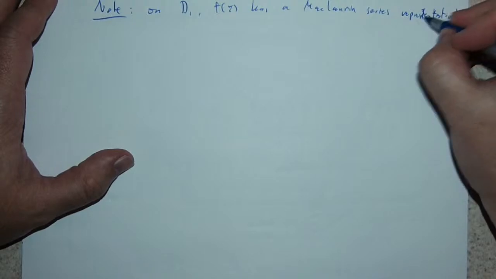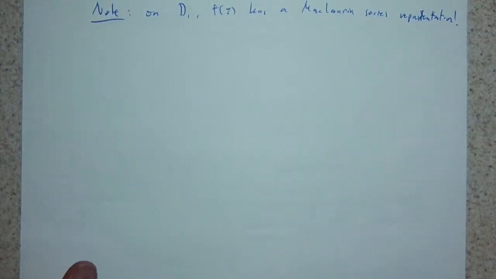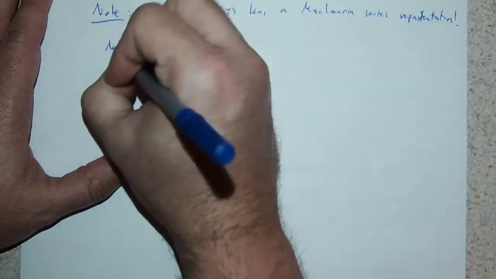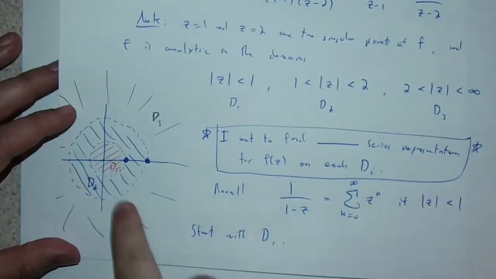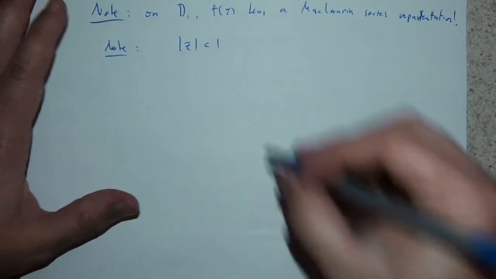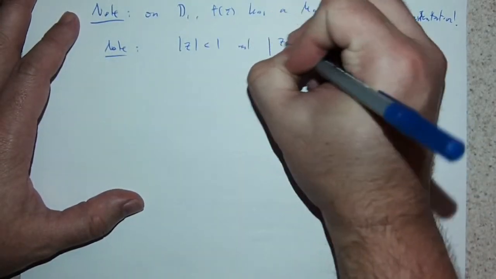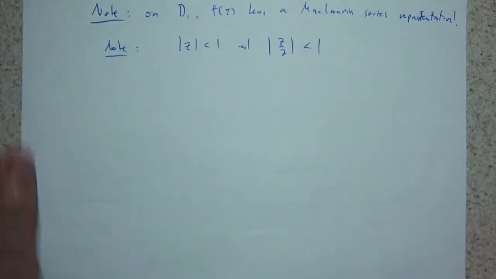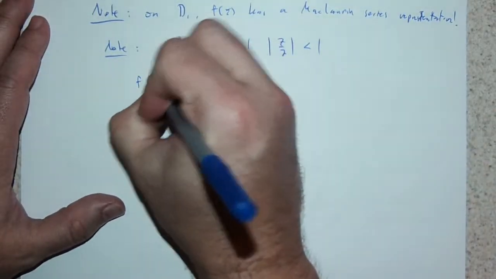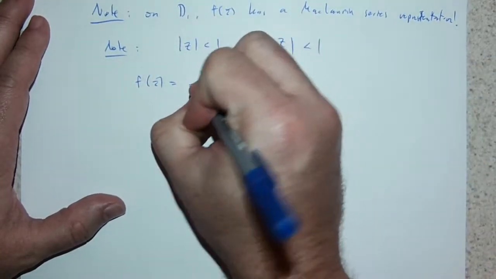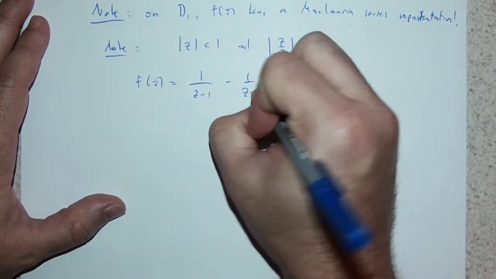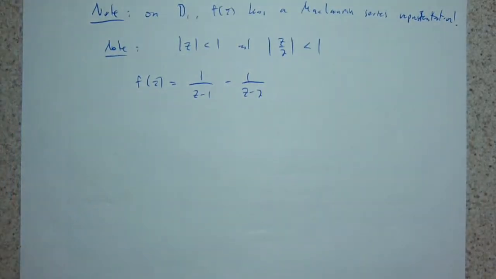So f of z has a Maclaurin series representation. How do I see that? So note on D1, modulus of z is strictly less than 1. Let's bring back our picture real quick. So D1 is this domain. Here we go. Of course, modulus of z over 2 is also strictly less than 1. Why does that matter? Well, we can actually rewrite f of z here. f of z we wrote as 1 over z minus 1 minus 1 over z minus 2. Right, that was how we could write that thing.